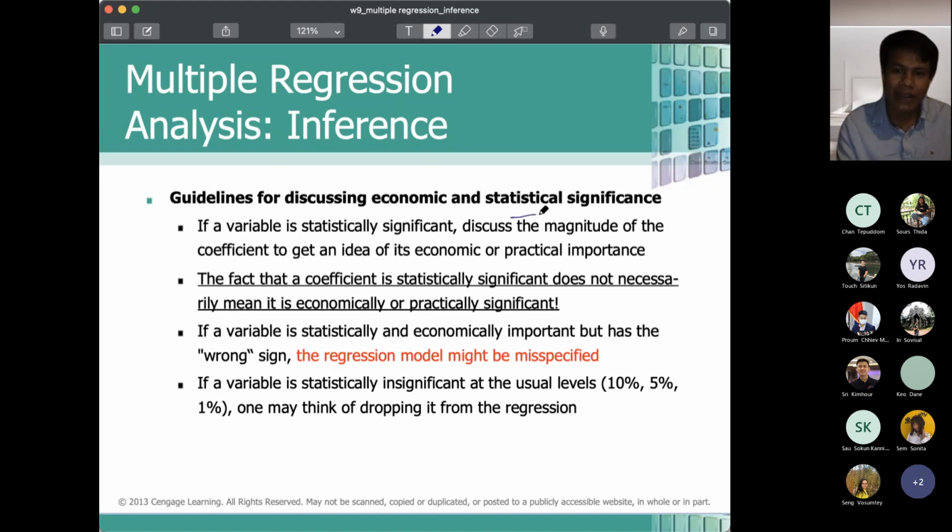When you look at the p value that is less than 10%, right, we call statistical significant. All right. So if variable is statistically significant, then you can start discuss the magnitude of the coefficient to get idea of its economic or practical importance. So what it says here is that normally we interpret coefficient only if that p value is less than 0.10, meaning that we reject null hypothesis.